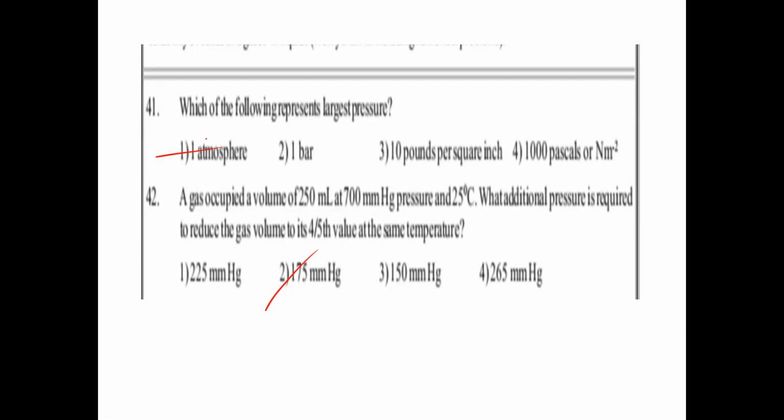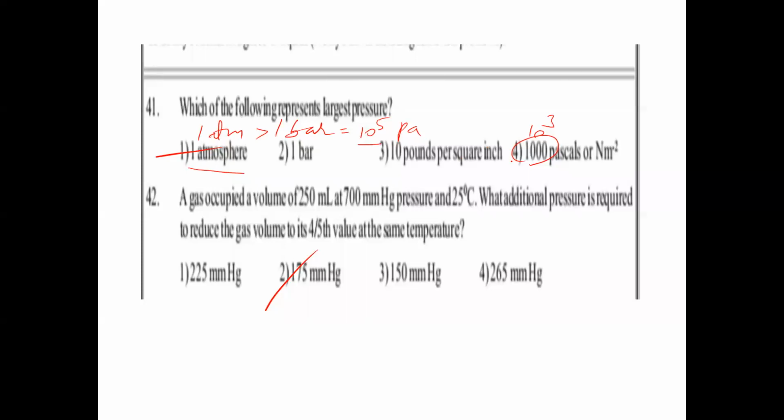So among the given options, which is representing the highest pressure they are asking here. So here 1 atm, 1 atmosphere. 1 atm is greater than 1 bar, we know. And 1 bar is equal to generally 10 power 5 pascals. But here they give 10 power 3 pascals. So it is less than 1 bar here.